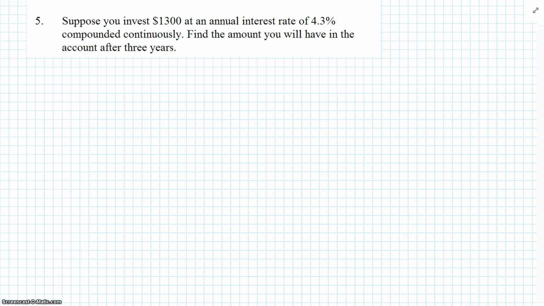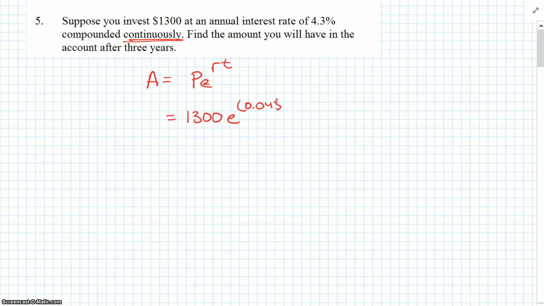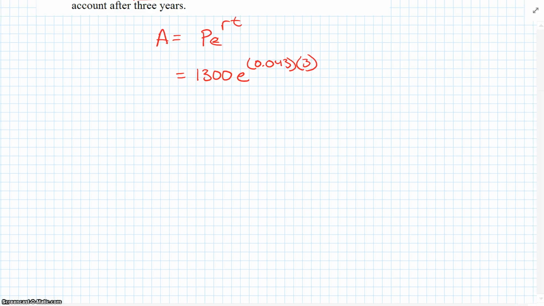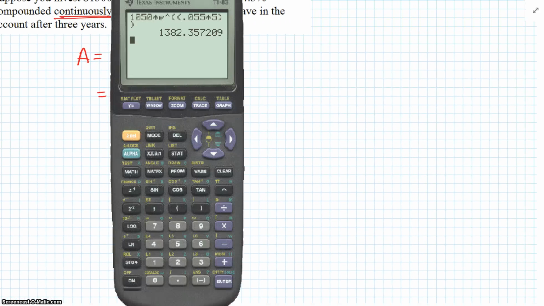So, next example. Suppose you invest $1,300 at an annual interest rate of 4.3% compounded continuously after 3 years. So that'd be 1,300 times e to the 0.043. Remember, how do you get your decimal from a percentage? You just divide it by 100. My time was 3 years. So again, this is just easy calculator work for us.